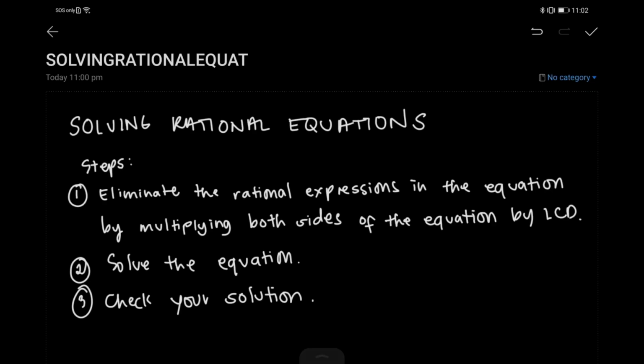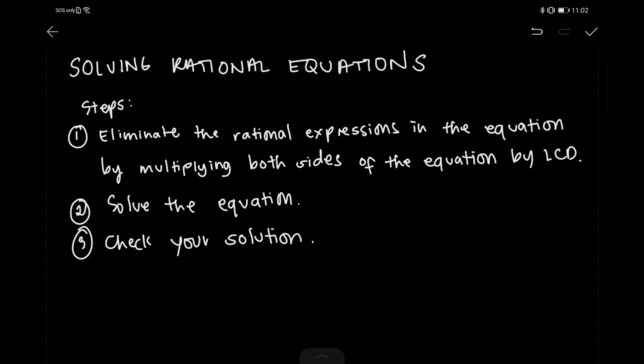Okay, so this time let us discuss solving rational equations. To solve a rational equation, here are the steps that we need to follow. The first one is to eliminate the rational expressions in the equation by multiplying both sides of the equation by the LCD, or the least common denominator. Then after that, solve the equation and check your solution.